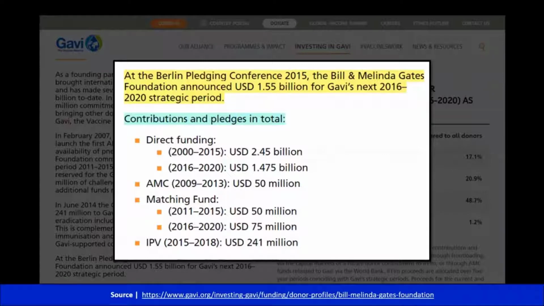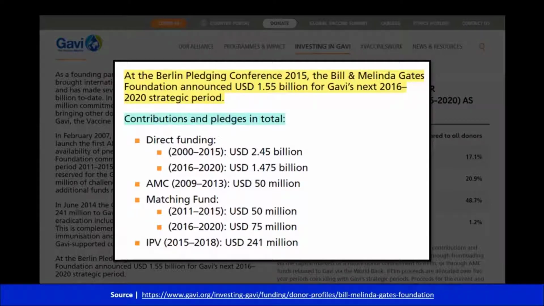At the Berlin Pledging Conference in 2015, the Bill and Melinda Gates Foundation announced US dollar $1.5 billion for Gavi's next 2016 to 2020 strategic period. Contributions and pledges in total. So these are all of Gates' contributions since the year 2000, since he stepped away from Microsoft.